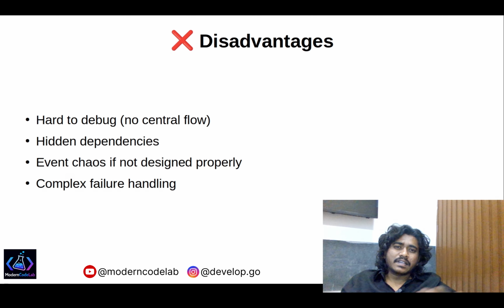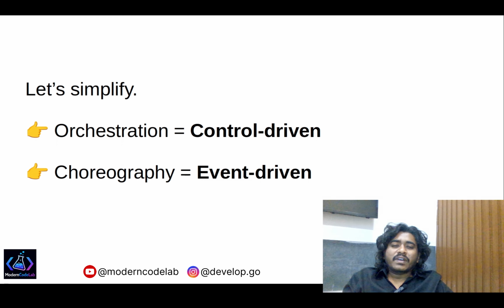So as I said, it is very asynchronous. It is very hard for us to debug between these distributed systems, right? Now, let's simplify orchestration and choreography in a detailed manner. Think of orchestration as control level: there is a centralized system controlling everything. When it comes to choreography, it is just event driven.